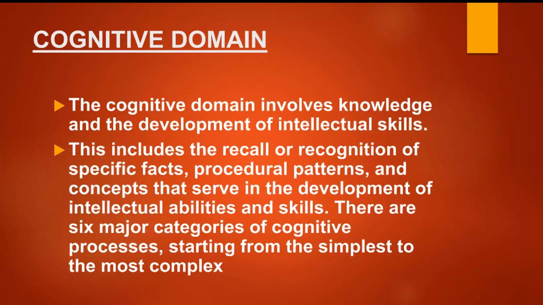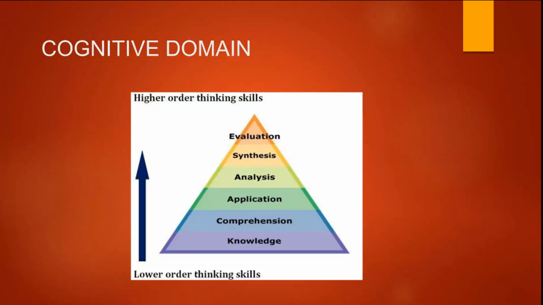So, as you see, cognitive development involves knowledge and the development of intellectual skills. This includes the recall or recognition of specific facts, procedural patterns, and concepts that serve in the development of intellectual abilities or skills. There are six major categories of cognitive processes. As we have seen, we have six steps in Bloom's taxonomy. It starts from knowledge, comprehension, application, analysis, synthesis, and evaluation.